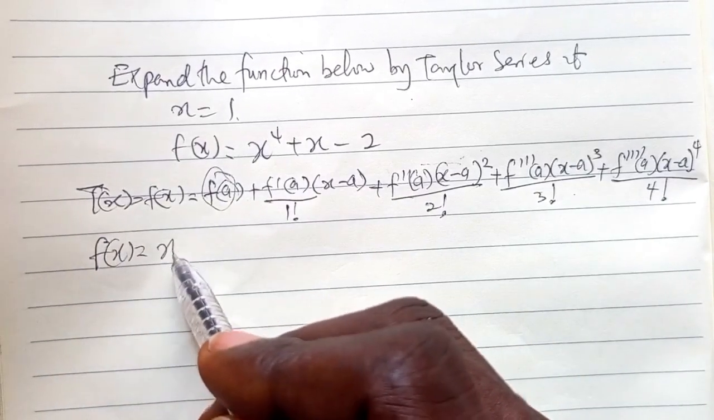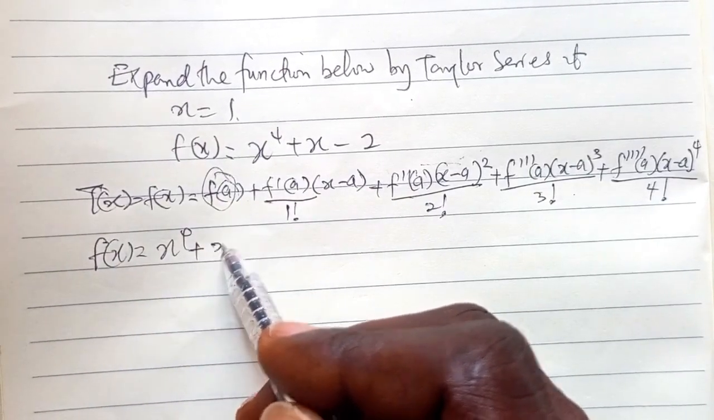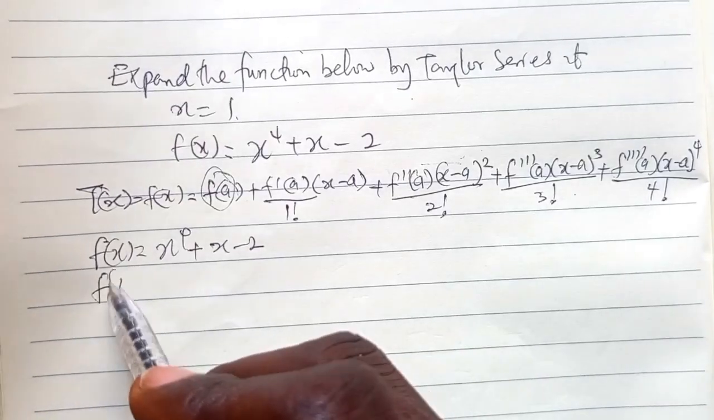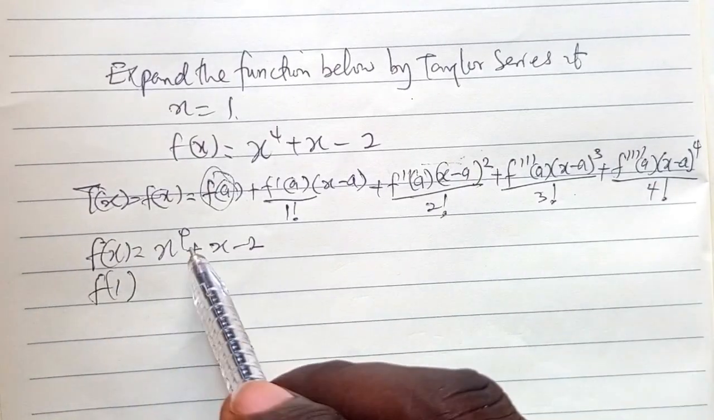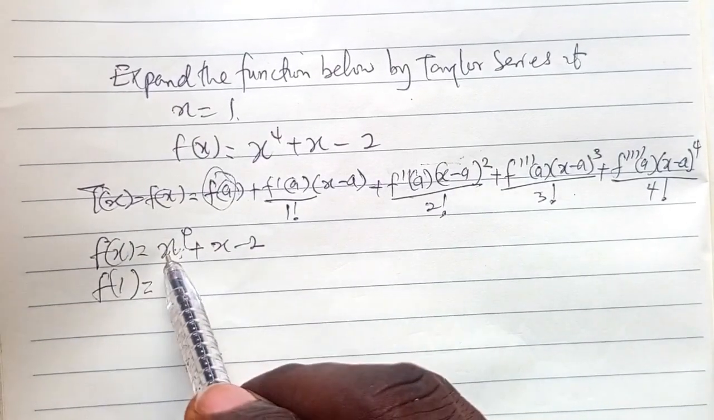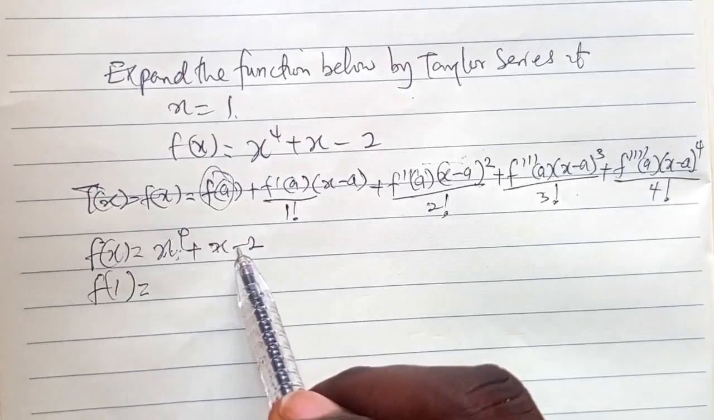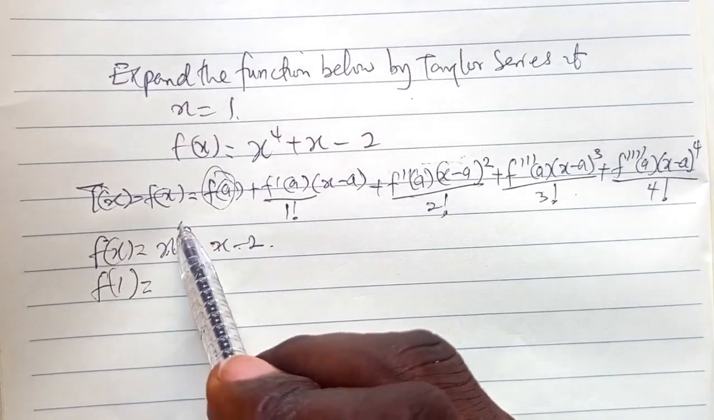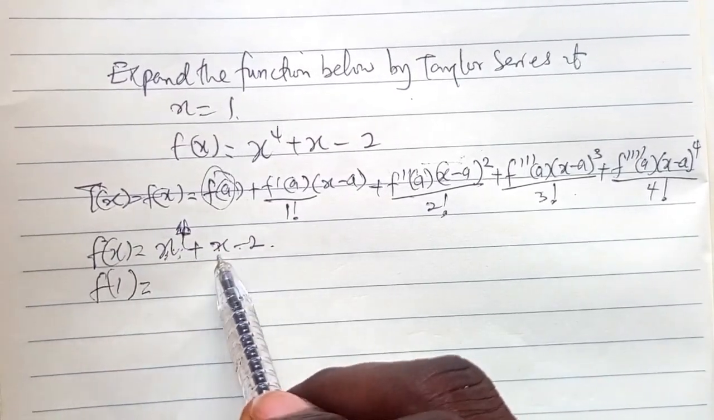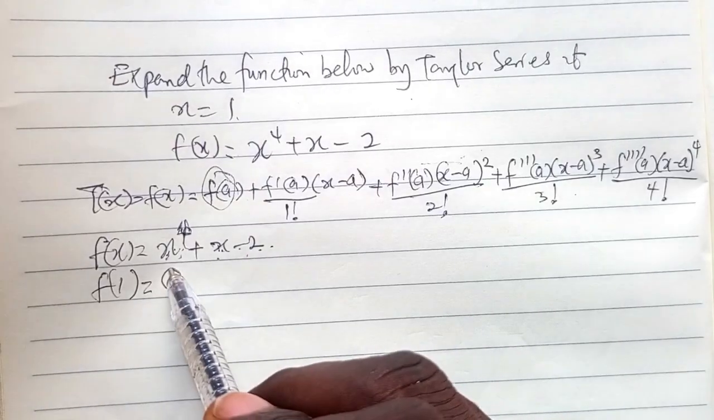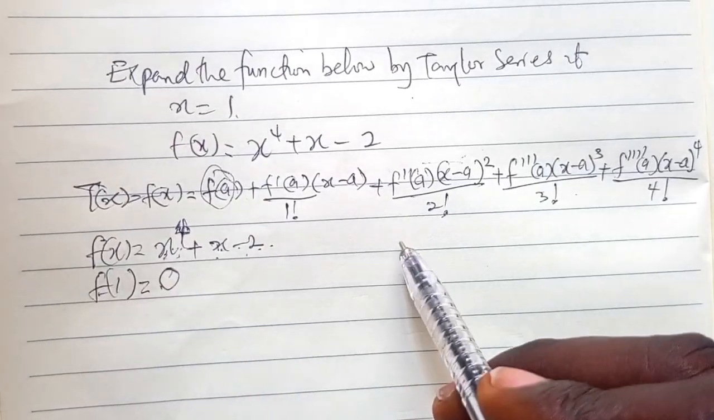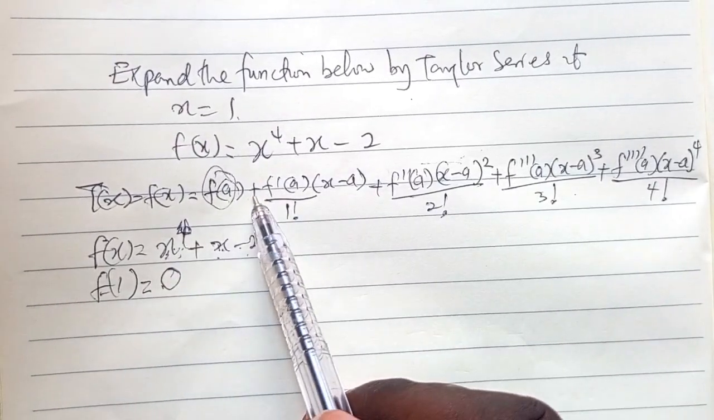F of x is in the question, x to the 4 plus x minus 2. So f of 1 will just be, put 1 into this formula. So that will be 1 plus 1 minus 2. 1 to the power 4 is 1. So 1 plus 1 is 2. 2 minus 2 is 0. So everything here will be 0. F of 1 will be 0. That means our answer will start with 0 plus.